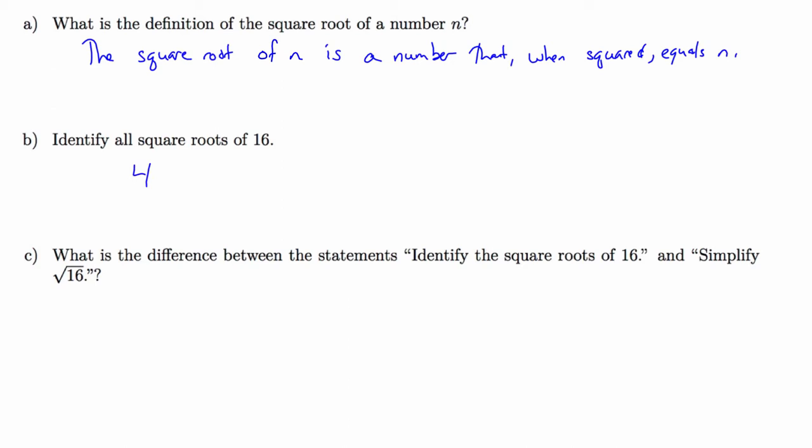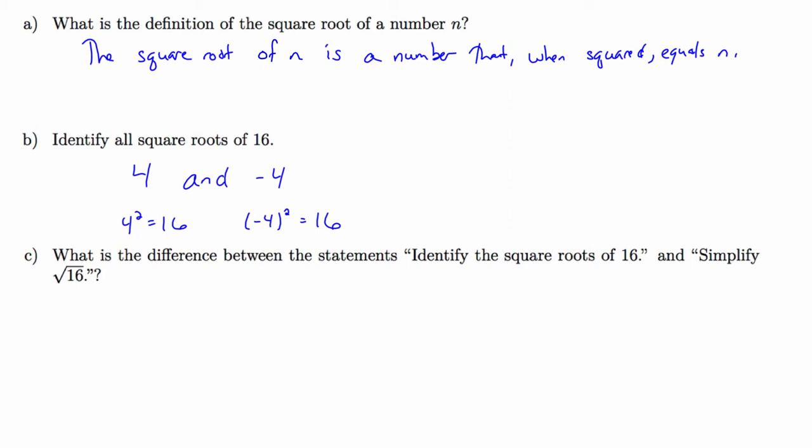When we multiply a negative number times a negative number, we obtain a positive result. So the square roots of 16 are both 4 and negative 4, because 4 squared equals 16, and negative 4, quantity squared, also equals 16. All positive real numbers have two square roots, a positive square root and a negative square root.